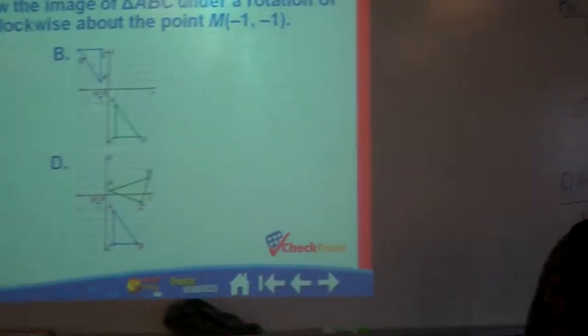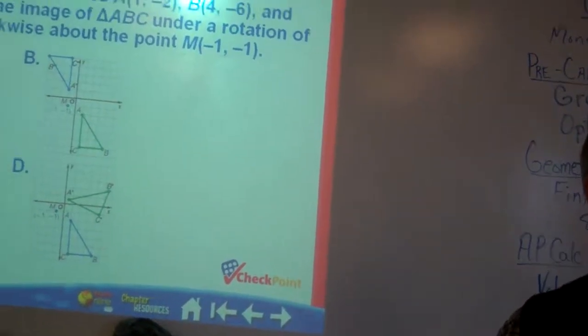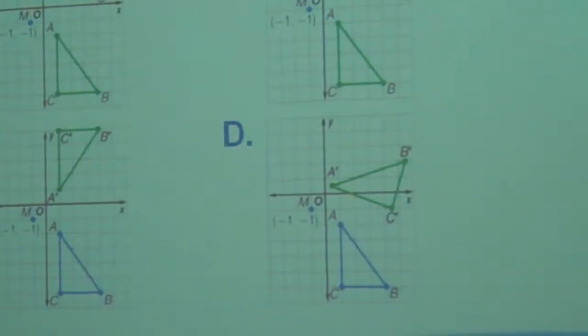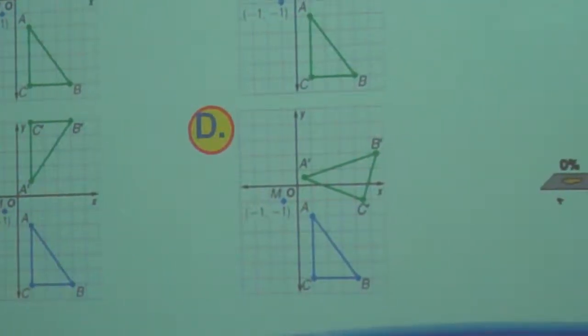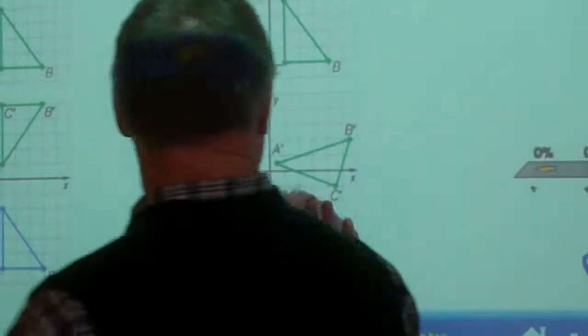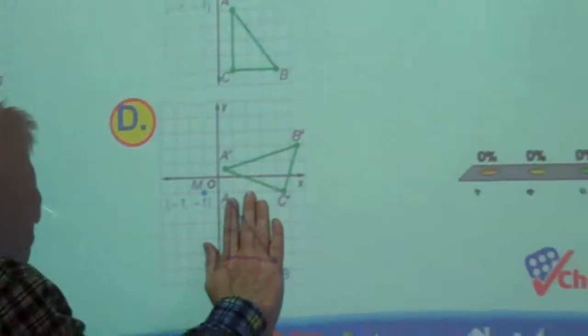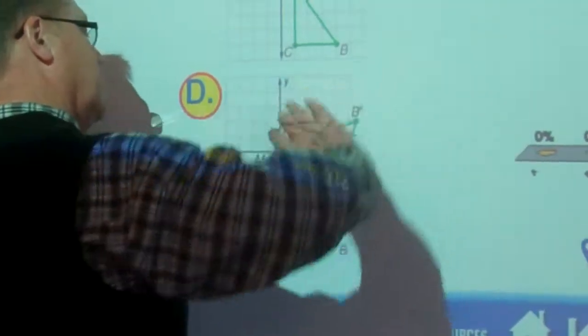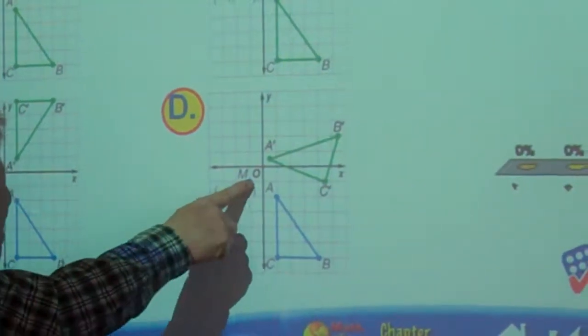Do you have a guess, Nathan? D? You're thinking D? Yeah. Let's see if he's right. Whoa, he's good. Apparently, this blue triangle has swiveled about 70 degrees counterclockwise around this point.